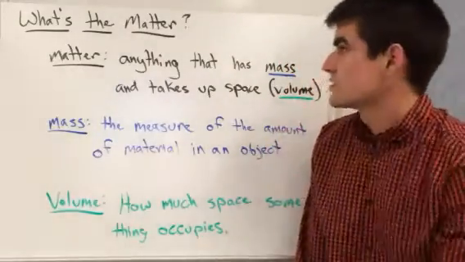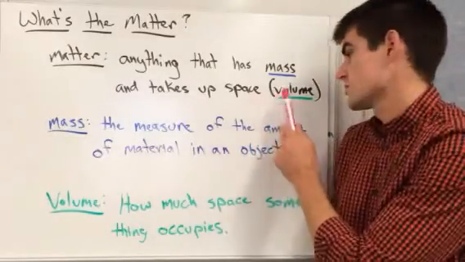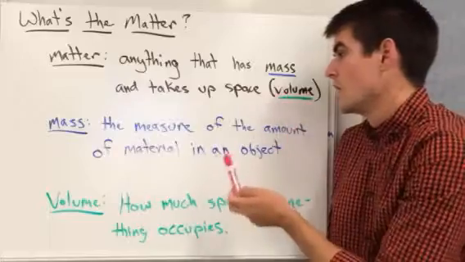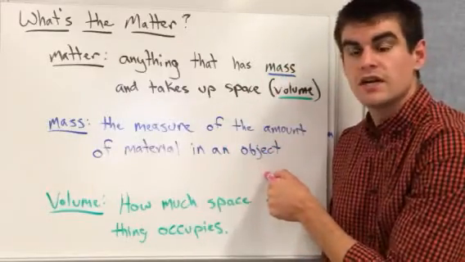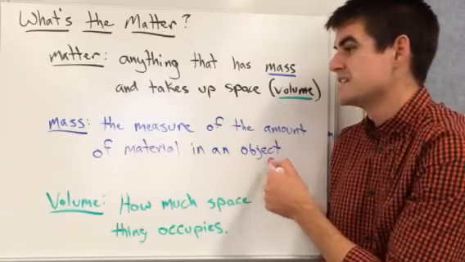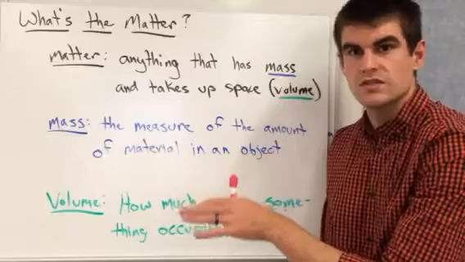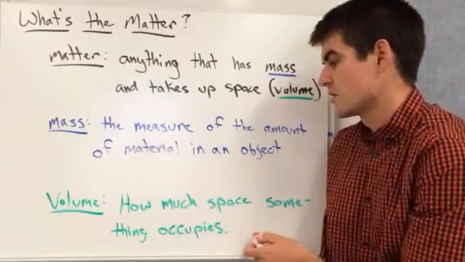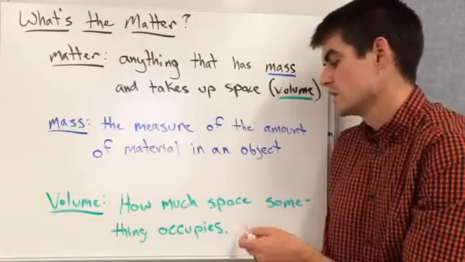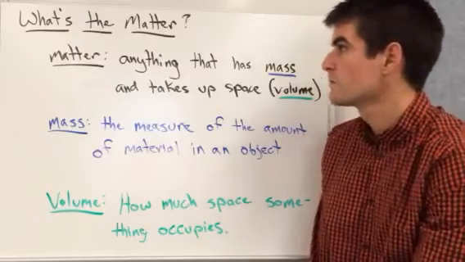So we alluded to it a second ago. Matter, anything that has mass or takes up space, which we call volume. Definition of mass, it's the measure of the amount of material in an object. Different from weight. That's more of a physics class question, but it is different. And then the last part here, volume, we talked about it, how much space something occupies.